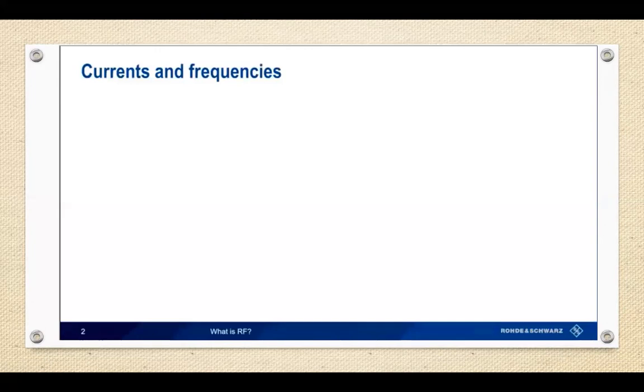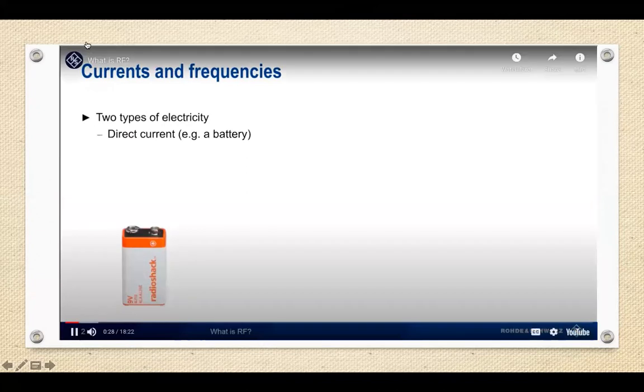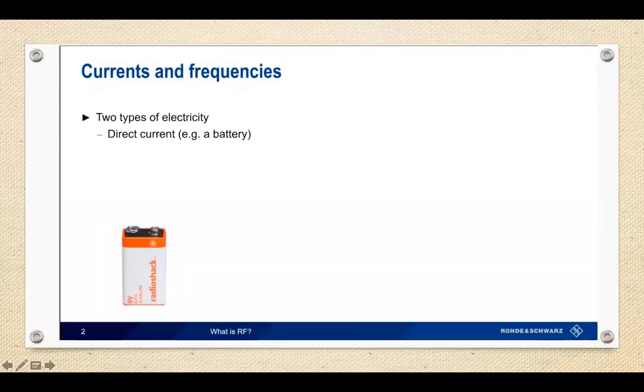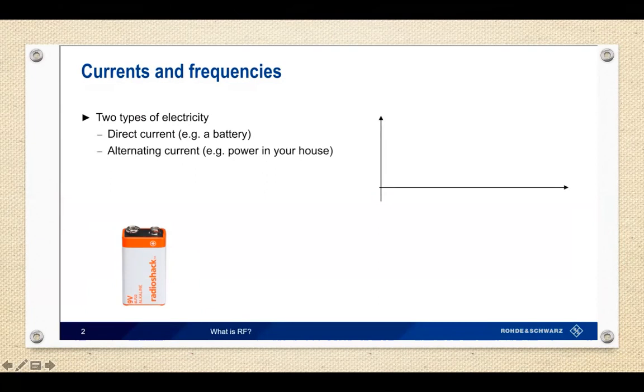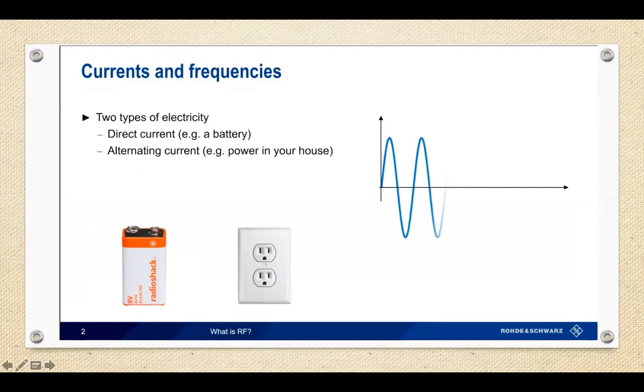To understand RF, we first need to talk about the two different types of electricity. The first of these is direct current, or DC. A common household battery is an example of a source of DC power. In DC, the amount of voltage or current produced typically remains constant over time. The second type is alternating current, or AC. The electrical outlets in your home provide a voltage or current that rises and falls over time.